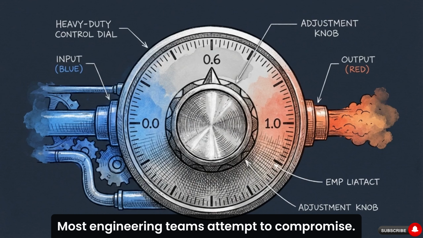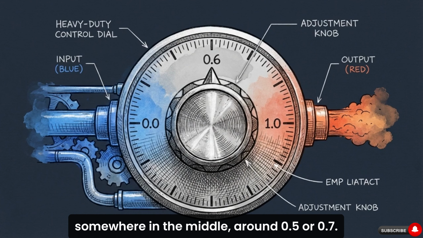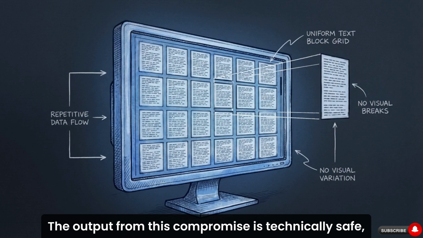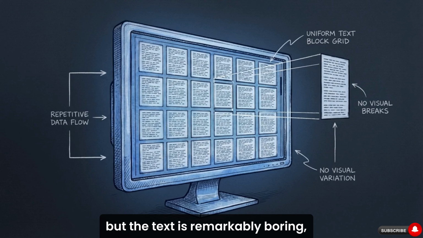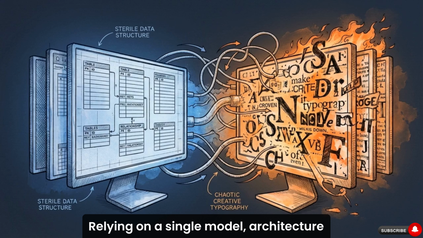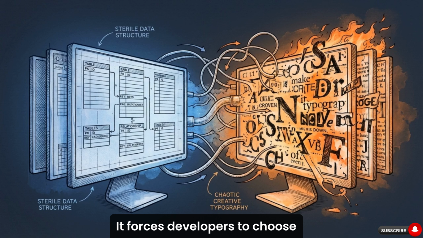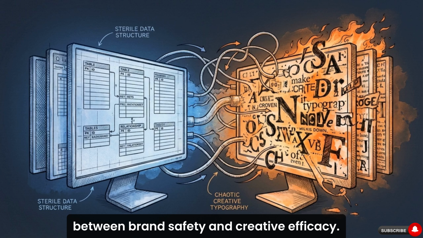Most engineering teams attempt to compromise. They set the temperature somewhere in the middle, around 0.5 or 0.7. The output from this compromise is technically safe, but the text is remarkably boring, formulaic, and ineffective for advertising. Relying on a single model architecture inherently fails for creative enterprise tasks. It forces developers to choose between brand safety and creative efficacy.